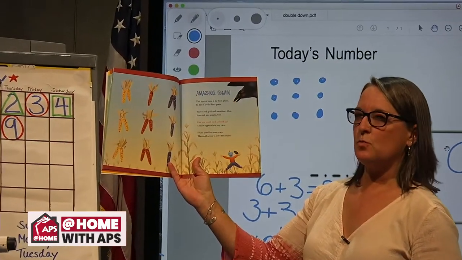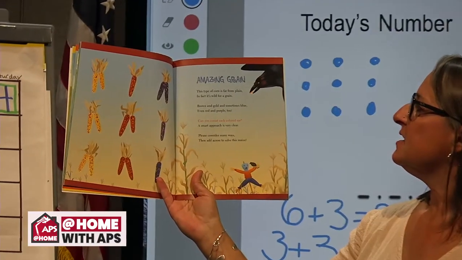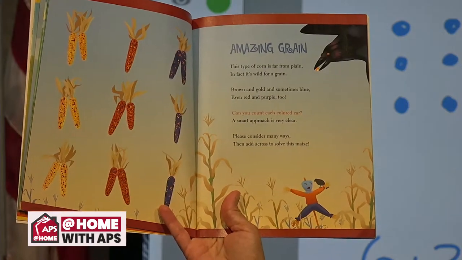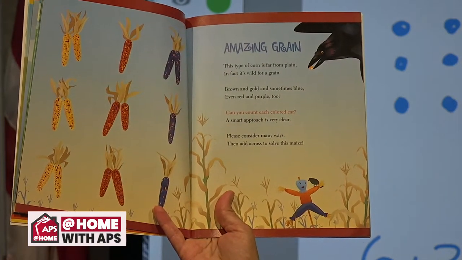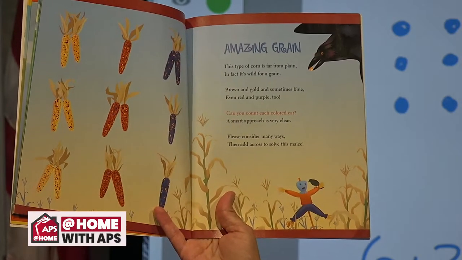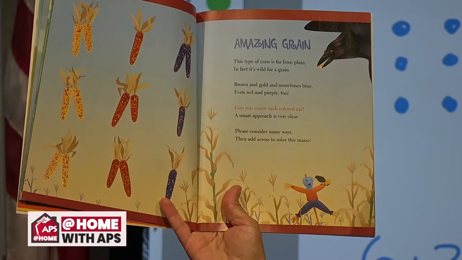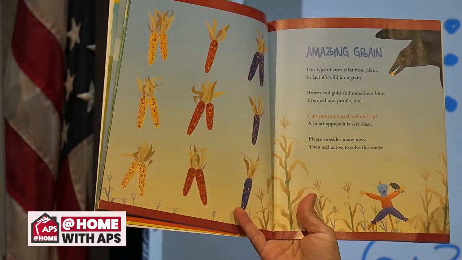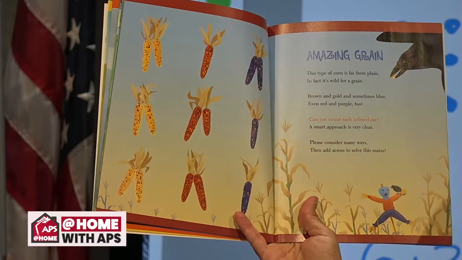Amazing grain. This type of corn is far from plain. In fact, it's wild for a grain. Brown and gold and sometimes blue, even red and purple too. Can you count each colored ear? A smart approach is very clear. Please consider many ways, then add across to solve this maze.